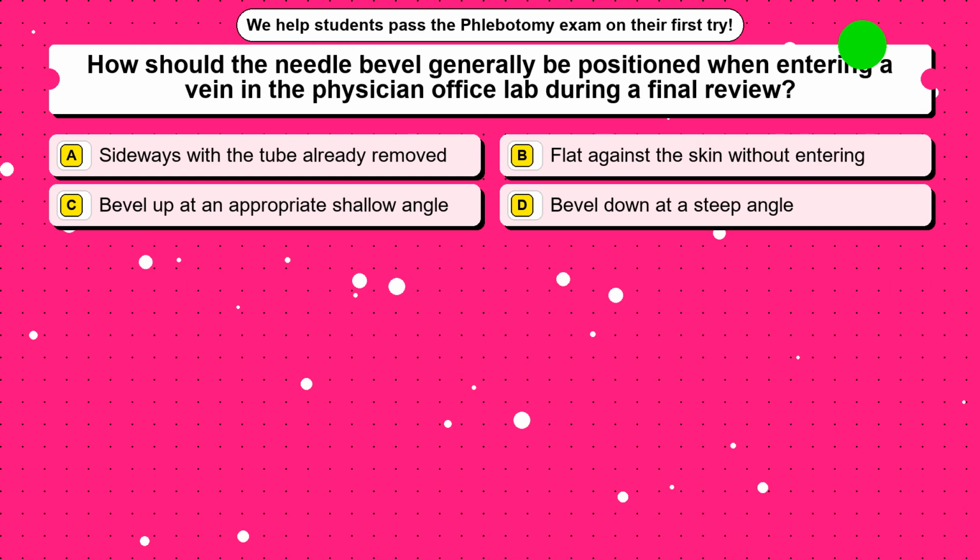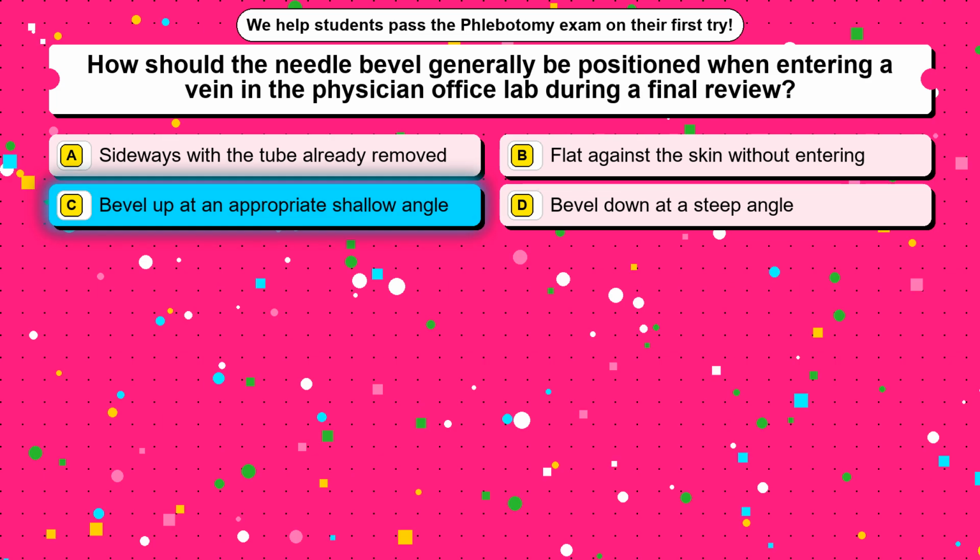Question 14. How should the needle bevel generally be positioned when entering a vein in the physician office lab during a final review? Option A. Sideways with the tube already removed. Option B. Flat against the skin without entering. Option C. Bevel up at an appropriate shallow angle. Option D. Bevel down at a steep angle.